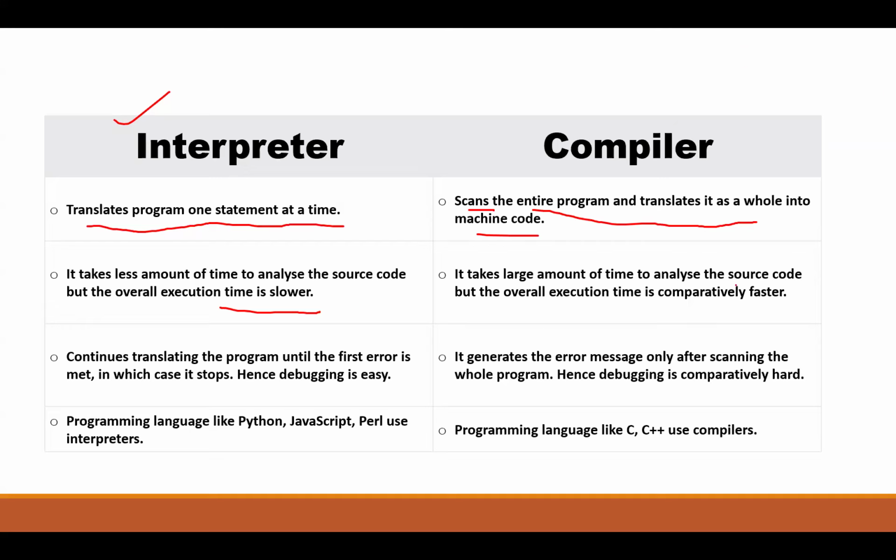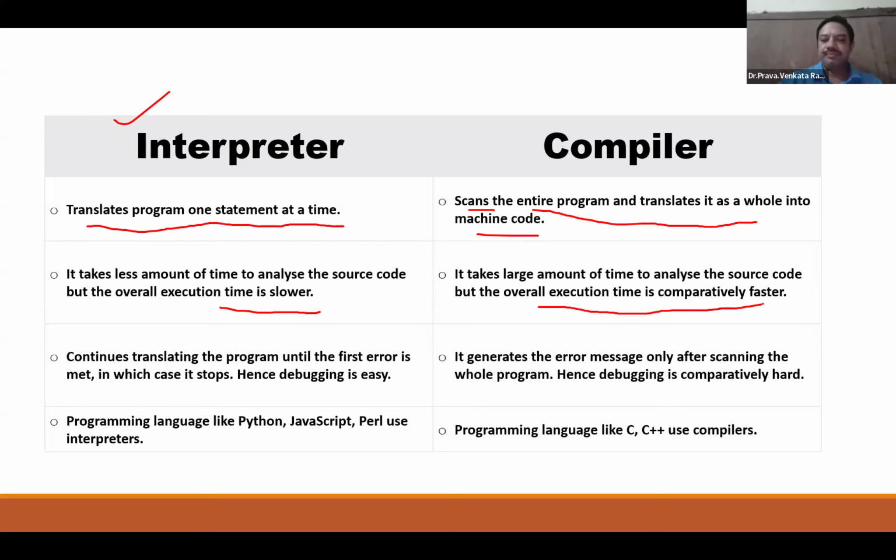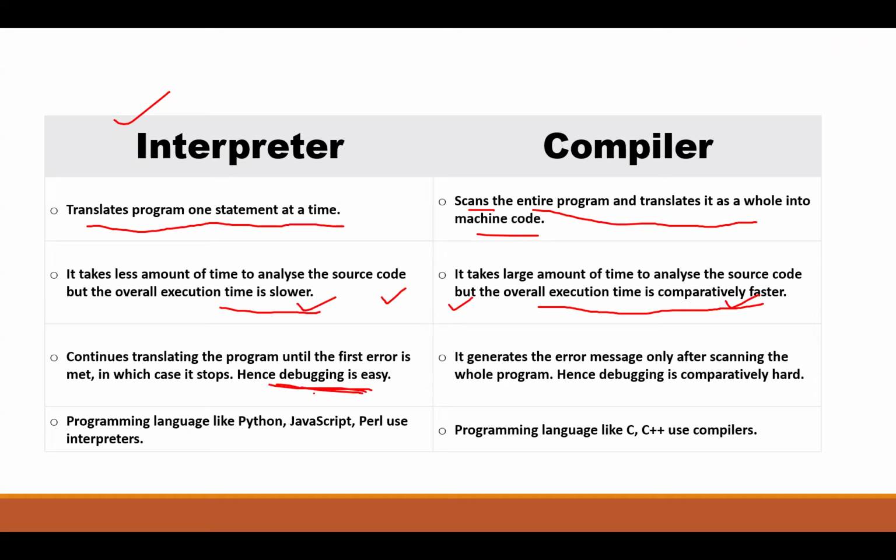The compiler takes a large amount of time to analyze the source code, but the overall execution time is comparatively faster, because it takes the whole code together, then translates. So this may be the difference between compiler and interpreter. Second difference: the overall execution time of the interpreter is a little slower compared to the compiler. Some more differences they have written: it continues translating the program until the first error is met, in which case it stops. Hence, debugging is easy. This is another advantage of the interpreter, which is called debugging.